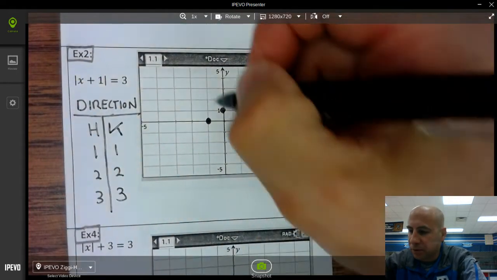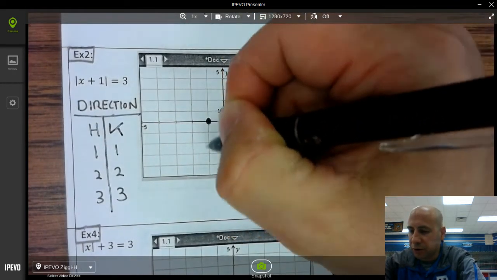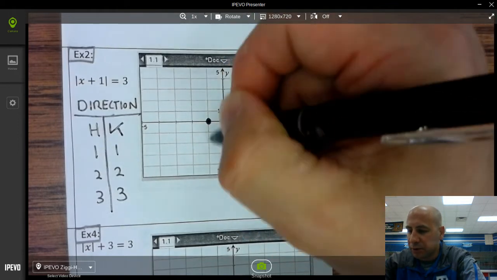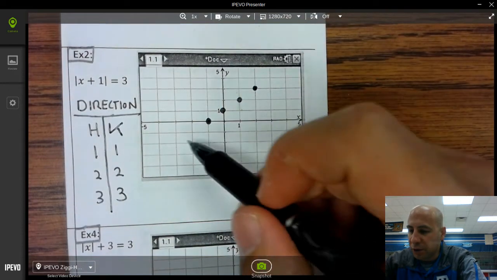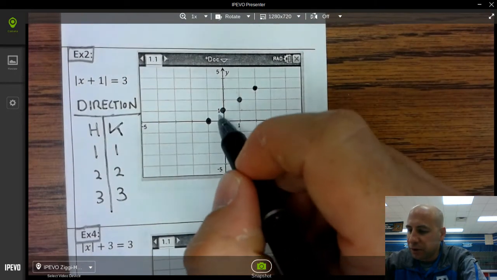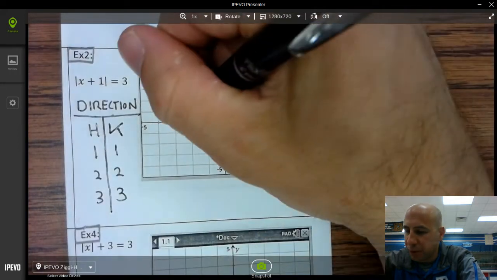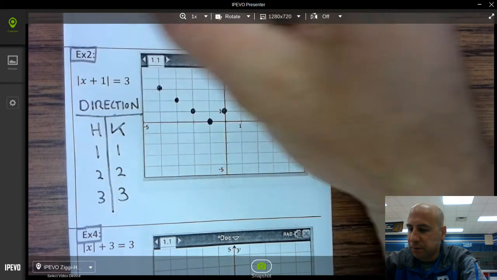Now, the vertex here is where the symmetry occurs. We know that absolute value is symmetric about, in this case, x equals -1. So we can graph using symmetric points. This point was 1, 1. Symmetric would be left 1, up 1, left 2, up 2, and left 3, up 3.